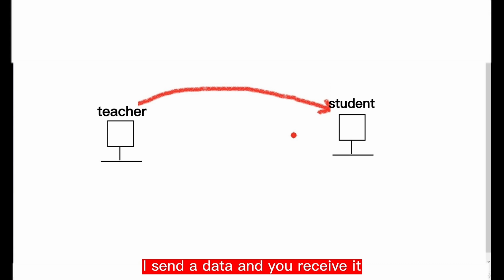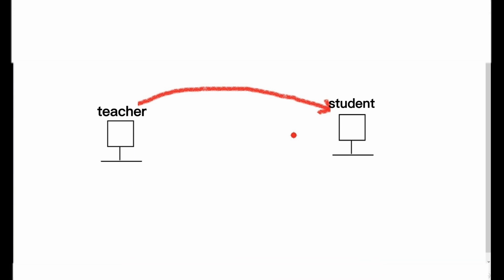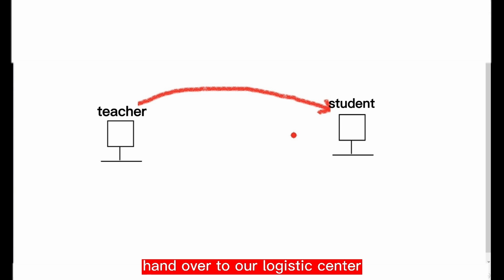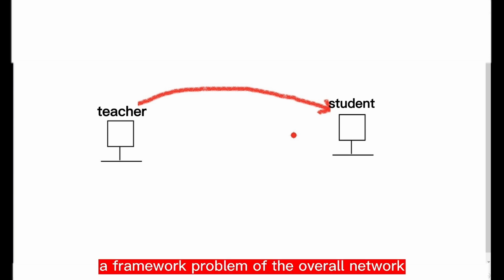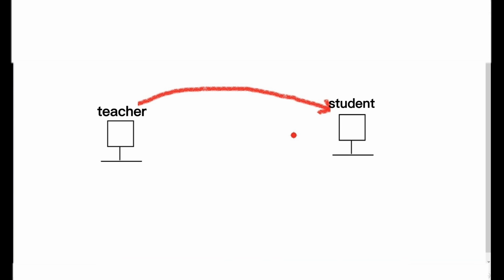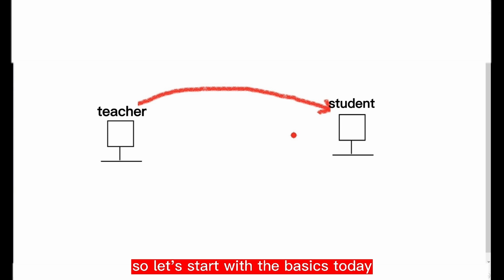I send a data and you receive it. But what we have to learn is, why do you receive? Why does my device generate a data you can receive? That's like a courier. Why, after packing, handed over to our logistics center, can it reach its destination? This will tell us a framework problem of the overall network. So let's start with the basics today.